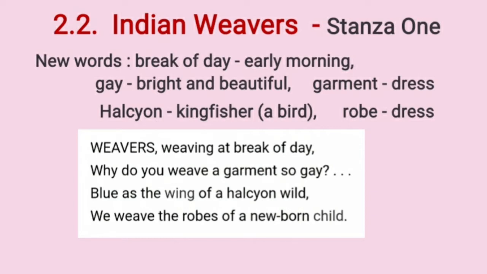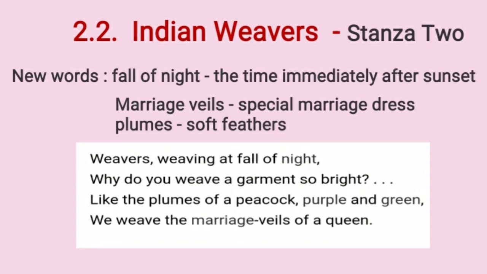The weavers reply that they are weaving such a charming dress for a newborn child. The color of the dress is as blue as the wing of a wild halcyon. In this stanza, the poet describes the first stage of human life, that is birth or young age. The blue color symbolizes something beautiful and precious. The time early in the morning stands for the beginning of life. There is no sorrow in this stage. The stage is full of happiness, hope, and beauty. Stanza number two.